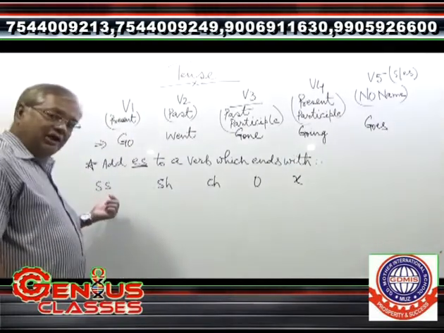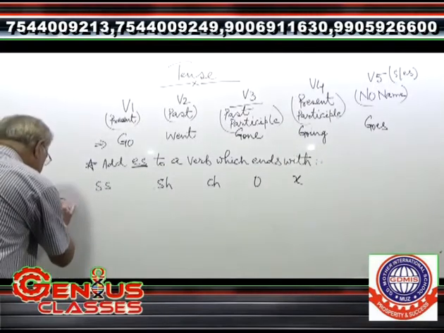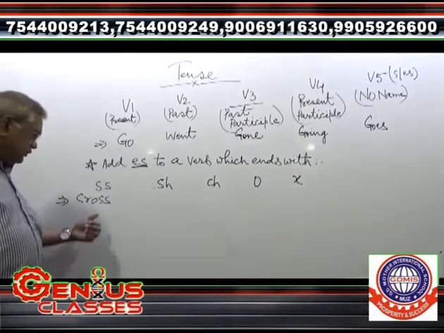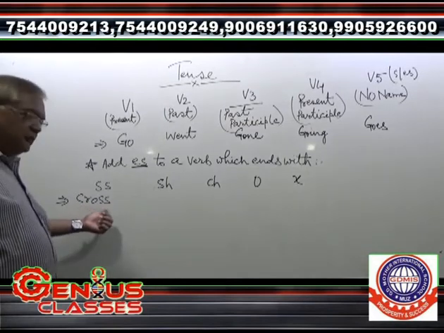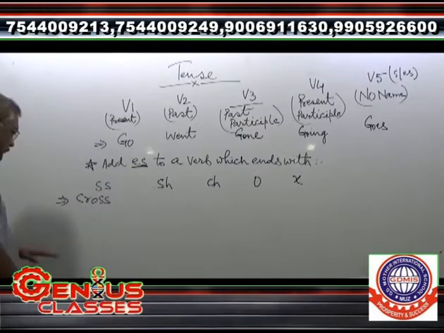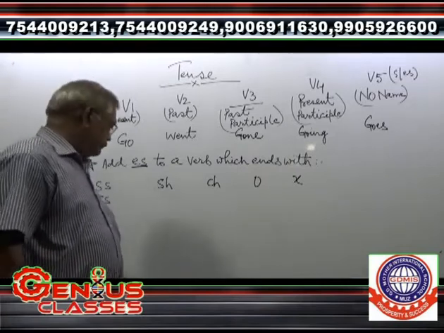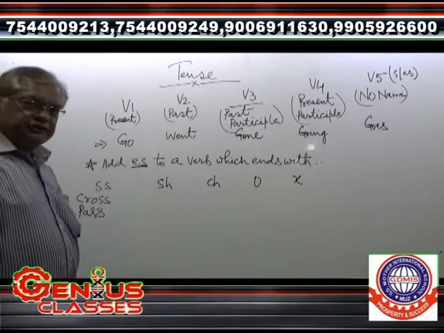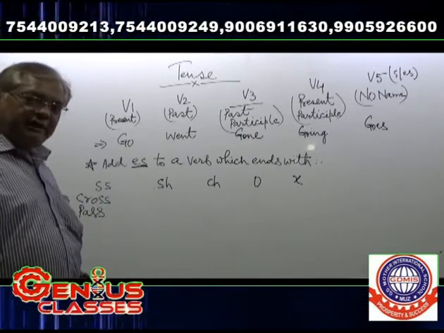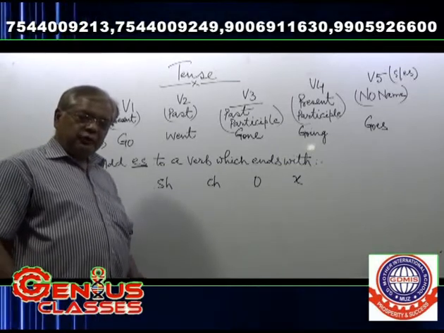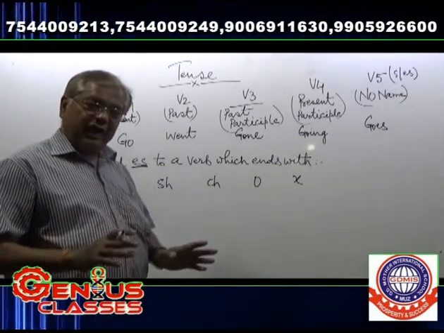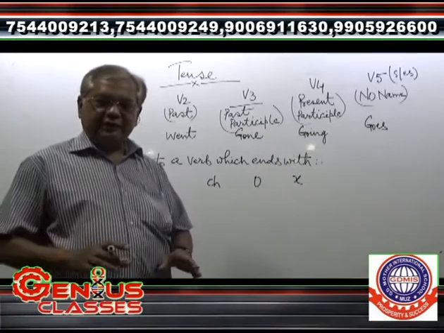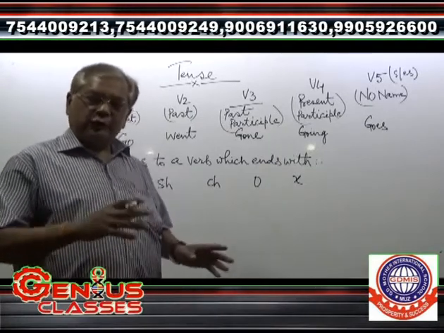Say for example, cross. The last letters are double s. So the word cross is an action word. The next, pass. This is also an action word, where double s has been applied. We are going to discuss only the action words. No noun, no pronoun, no adjective, no adverb. Only the action word.